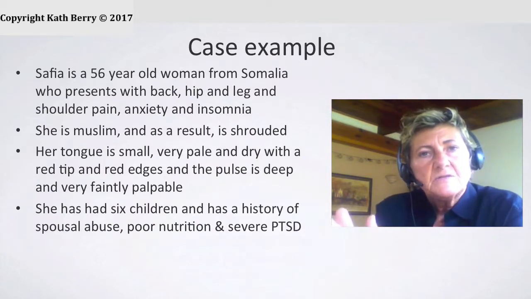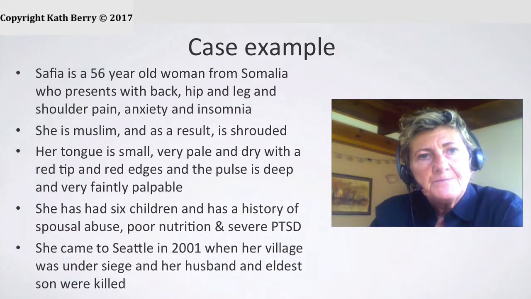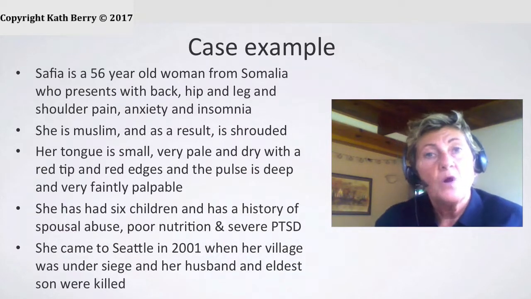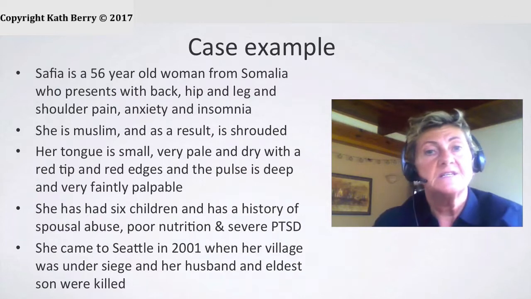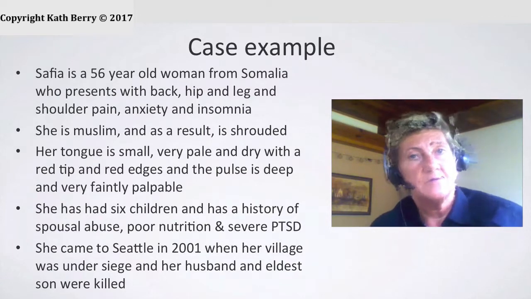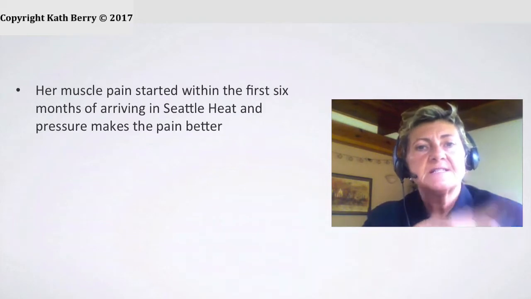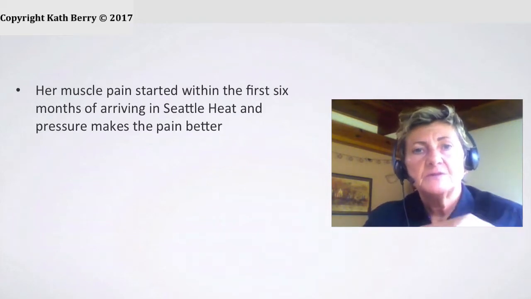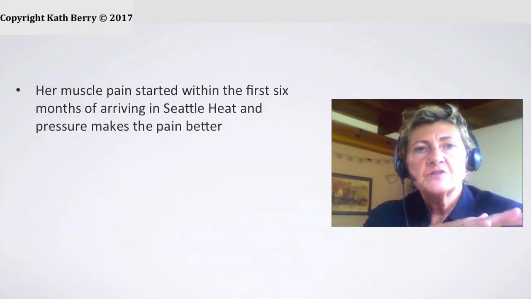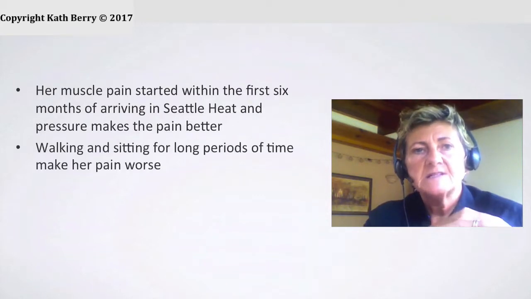She's had 6 children. She has a history of spousal abuse, poor nutrition, and severe PTSD. She came to Seattle in 2001 when her village was under siege and her husband and her eldest son were murdered. Her muscle pain started within the first 6 months of arriving in Seattle, which is a common theme. Heat and pressure make the pain better. Walking and sitting for a long period of time makes the pain worse.